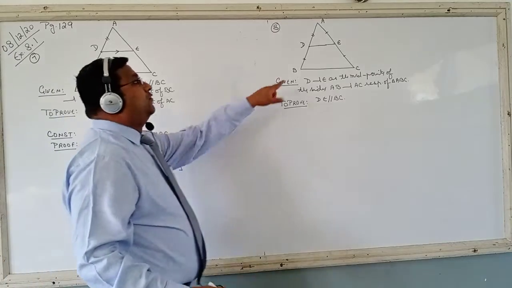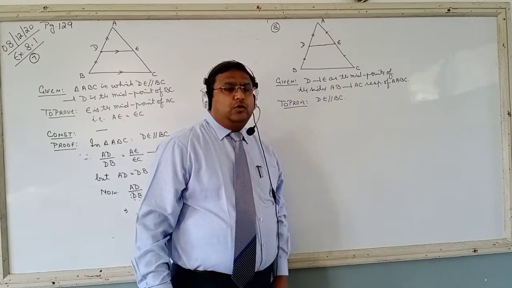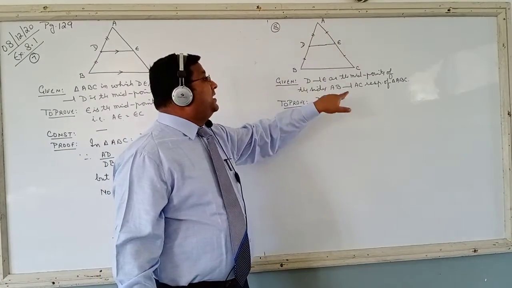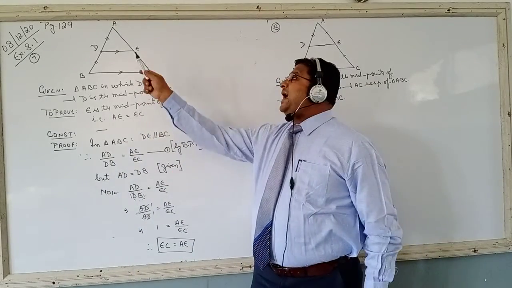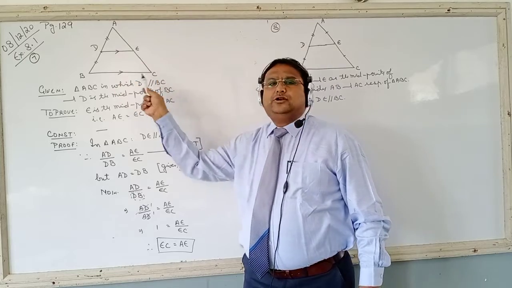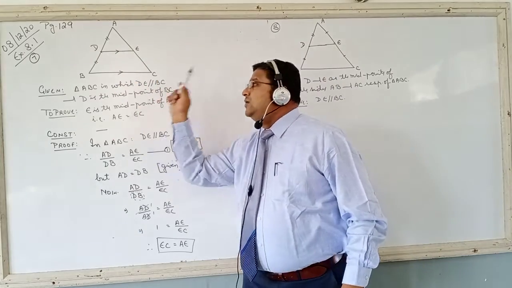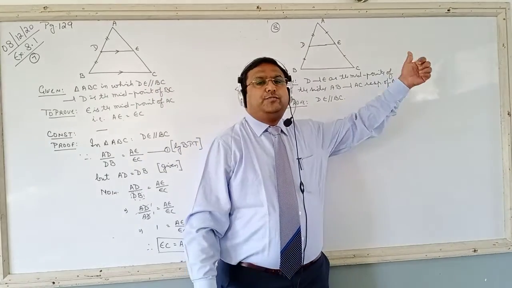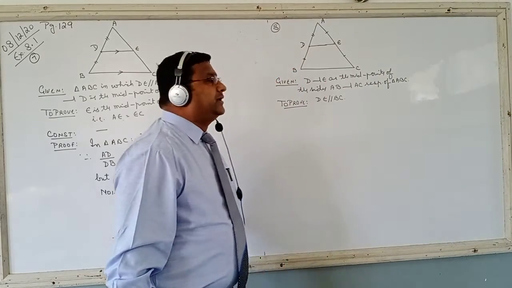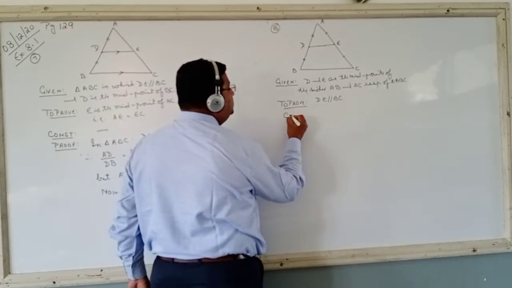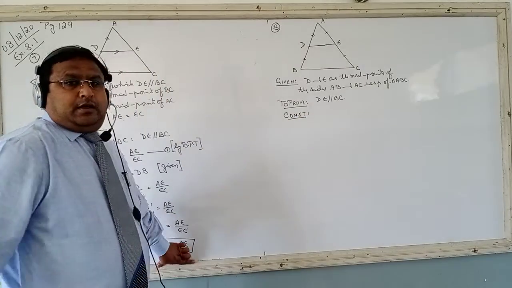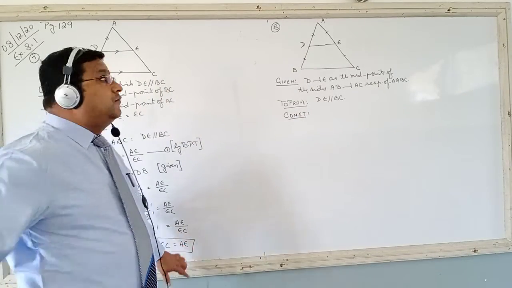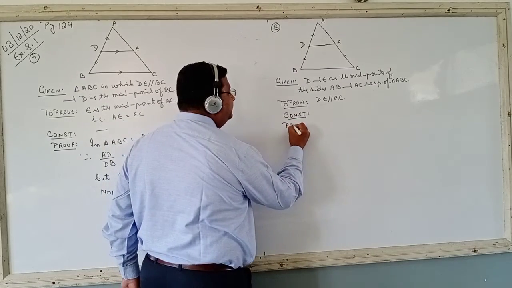Can we apply BPT over here in this question? No. Why not? This line is not parallel. We have to prove. Can we apply? Did we apply BPT over here? Yes. Why? Because DE was parallel to BC. That was given to us in the question. Here we have to prove. We cannot apply BPT over here. Then what can we apply? Observe, observe, observe. What can we see? Proof.